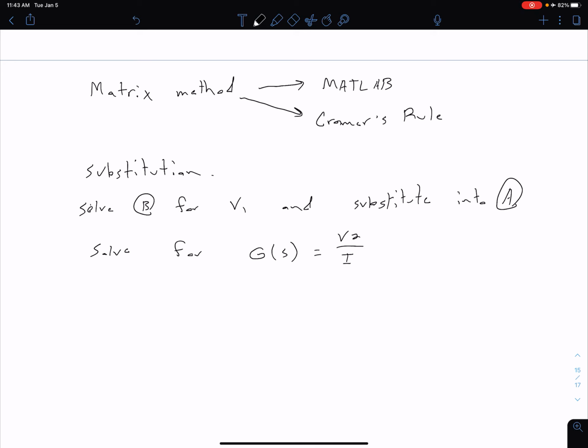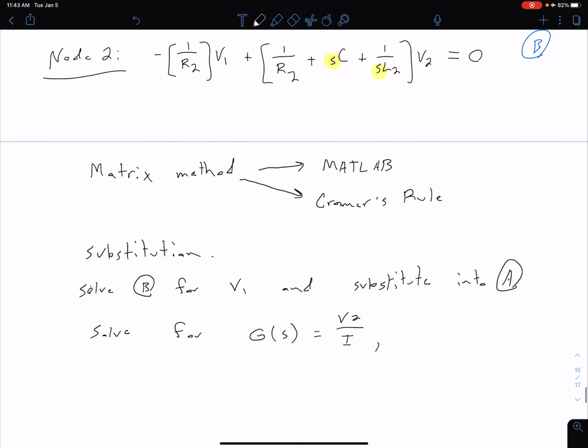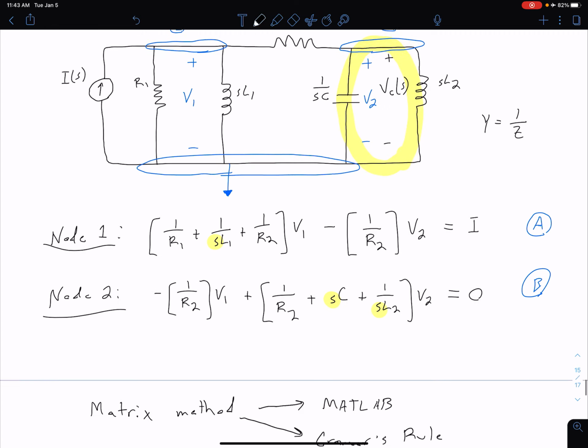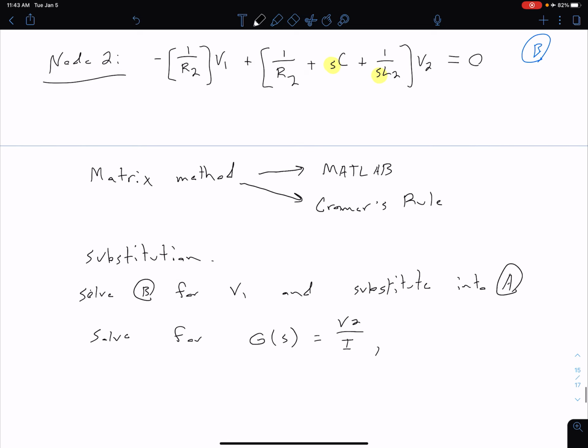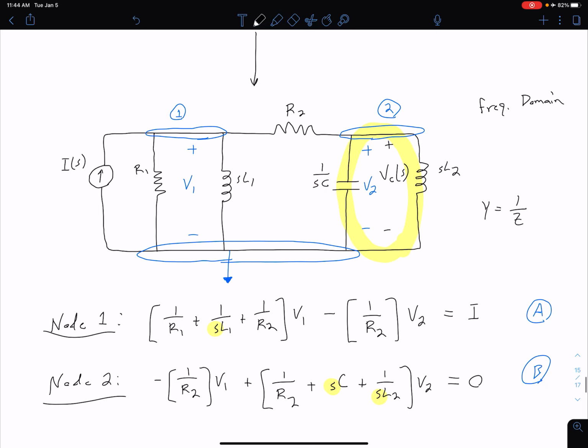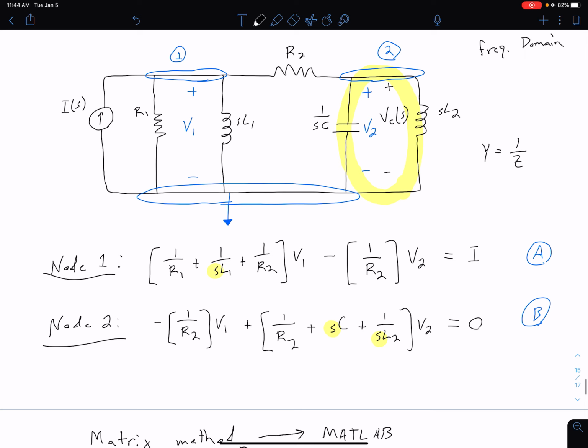I can say that's V2 over I because coming back to our circuit, we see that V2 and VC are defined between the same two nodes, so we can say V2 equals VC. So hopefully the main takeaway I want you to get here is that you're a little more comfortable using those general equations to get node voltage equations similar to this. Don't worry yet about solving these equations. We'll come back to that in another video.